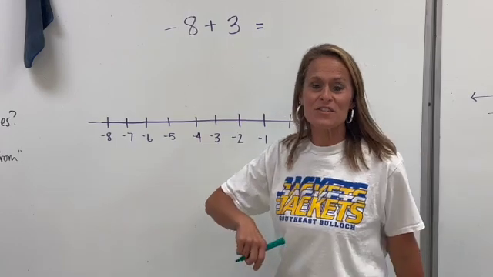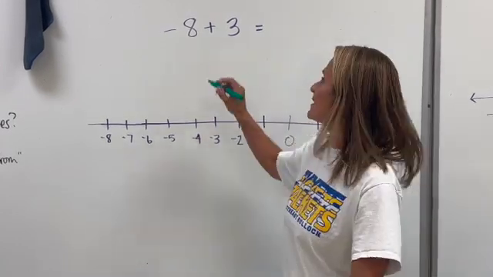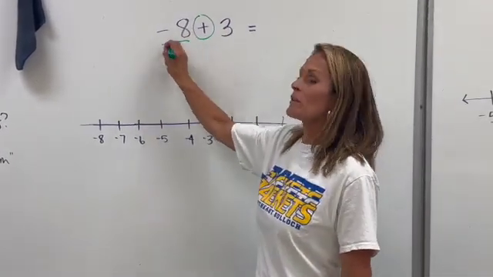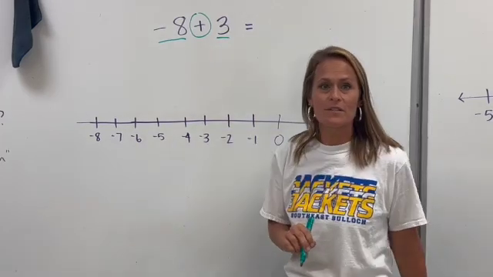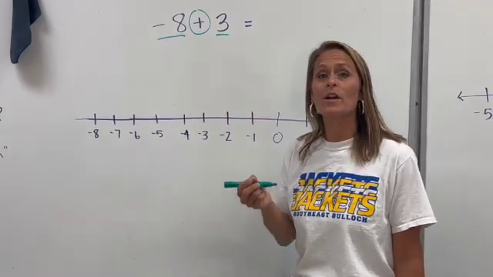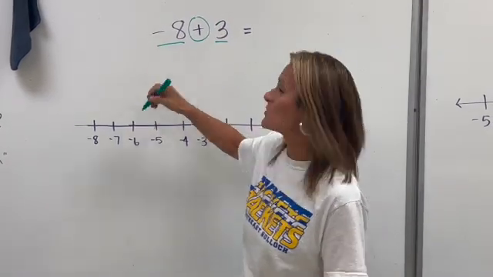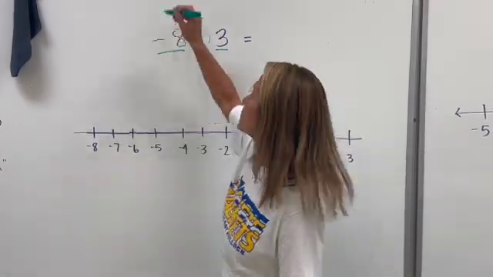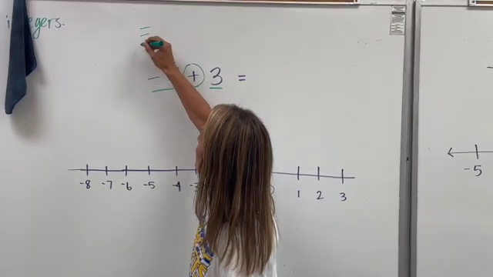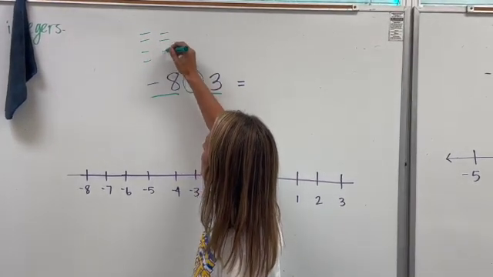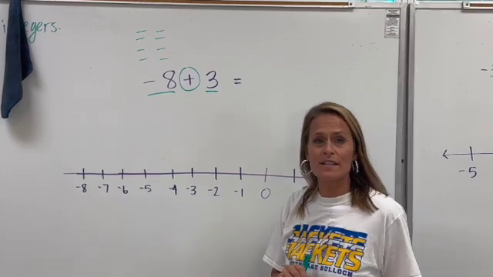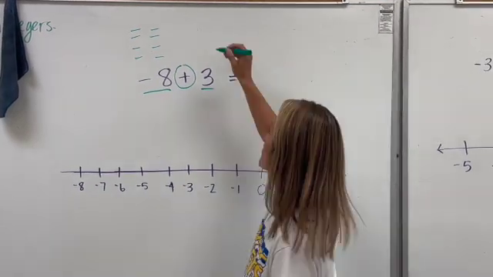We're going to add integers today. The first thing we're going to notice is that there's a plus sign with two different numbers. We have to check their signs, and we're going to make counters for the numbers that we have. Since we have 8 negatives, we're going to make 8 negative counters. And we have 3 positives, so we're going to make 3 positive counters.